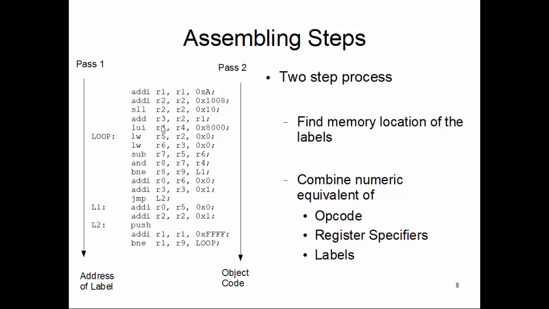So pass one is your address of the label generation, pass two is your object code generation. So what I mean by address of a label? That's the first thing, let's understand.